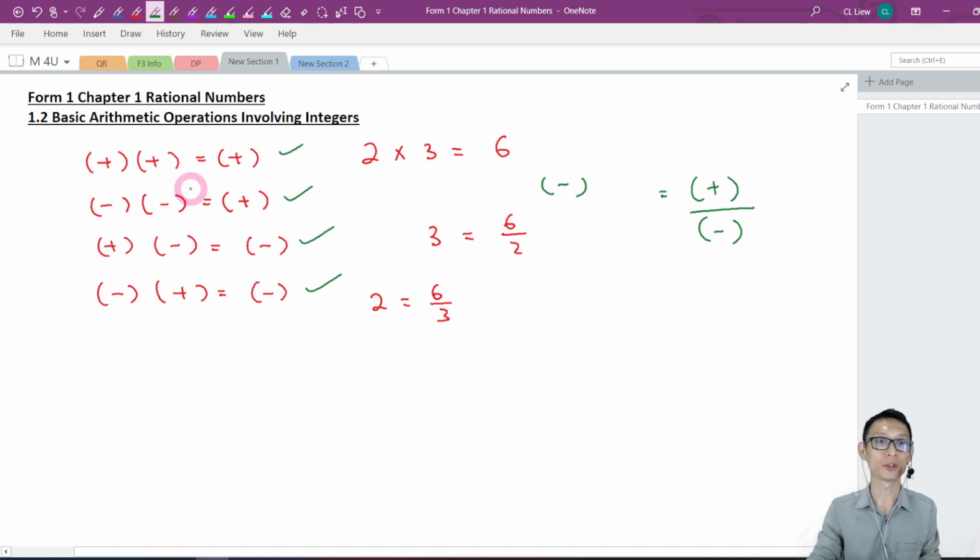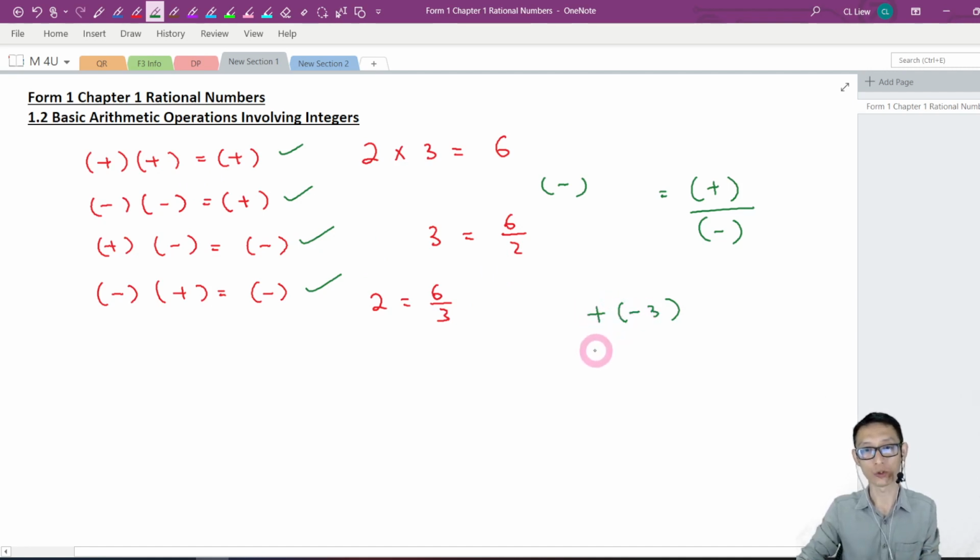It's actually very simple. If their signs are the same, they will generate a positive answer. If their signs are different, they will generate a negative answer. These rules apply for multiplication and division. And also sometimes you will see something like this. Let's say, for example, plus negative 3. In this situation, you can also use this rule.